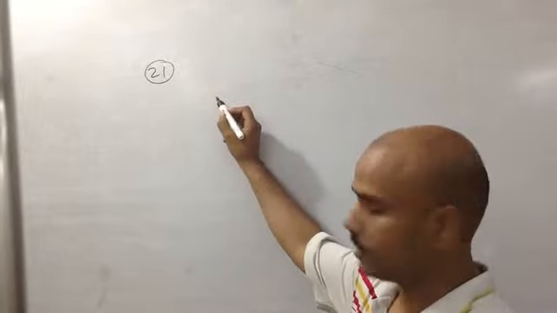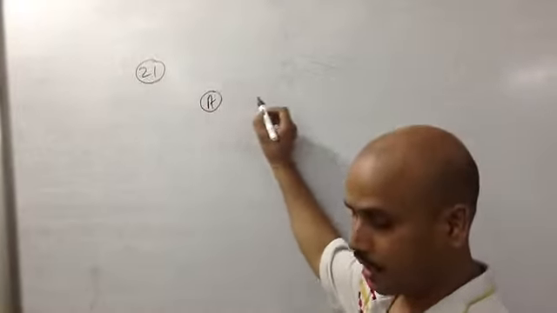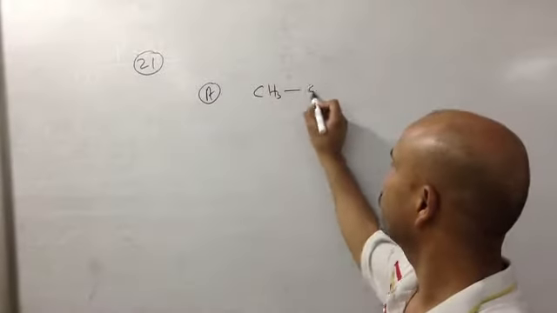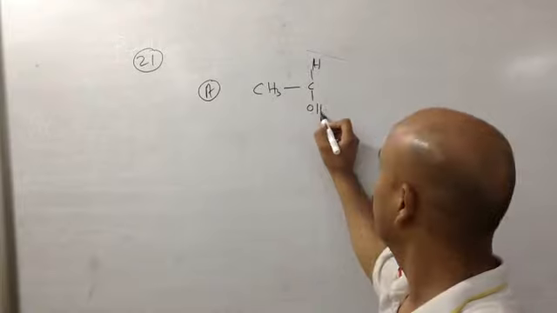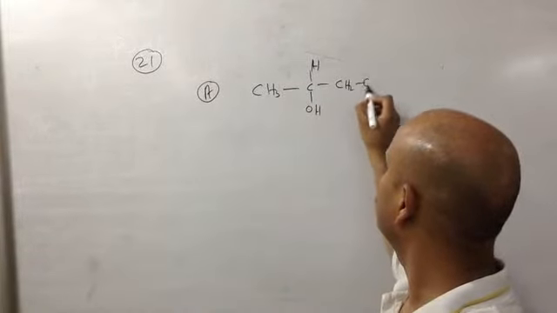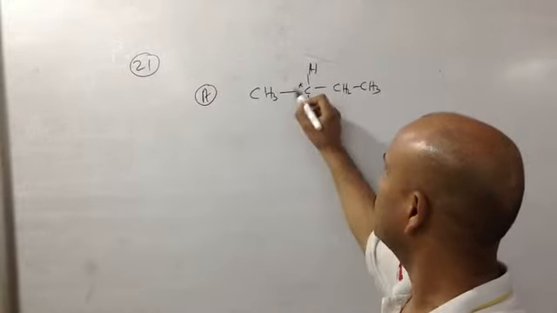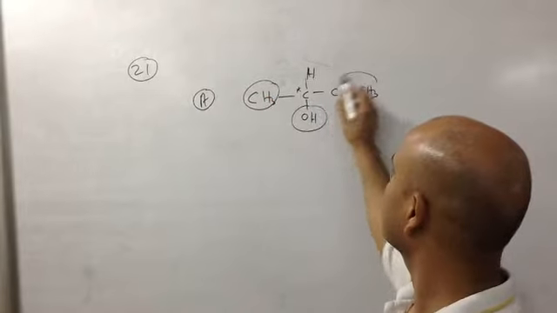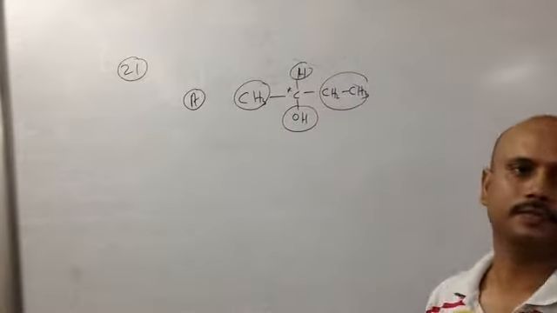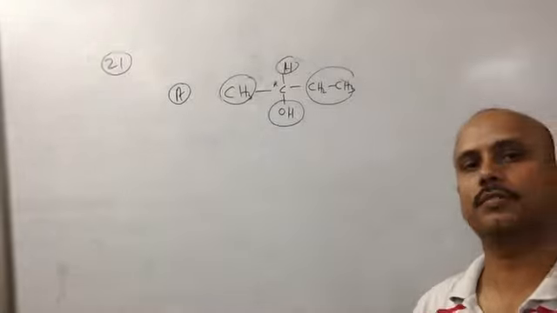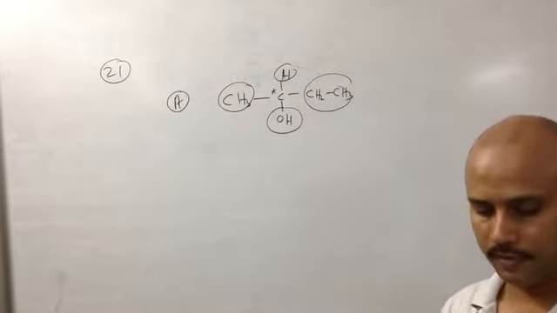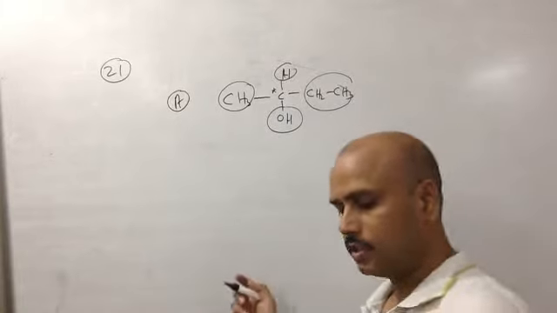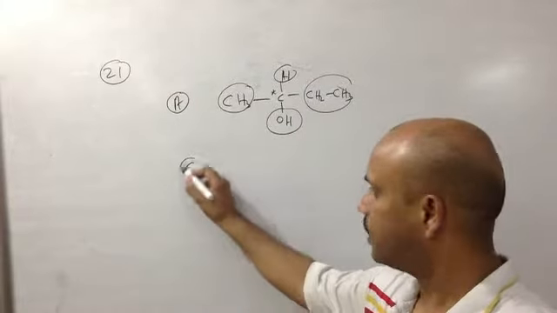Let us suppose option A. Option A is CH3 CHOH. See, it has one chiral carbon. It is optically active because a compound having only one chiral carbon must be optically active. Option B, there is no chiral carbon. See option C here.